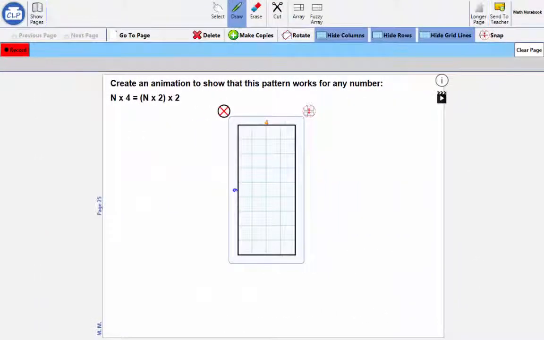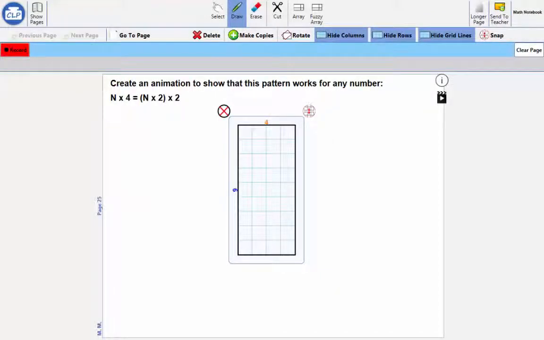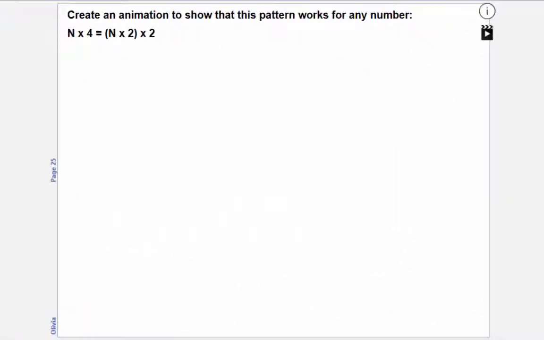The generalization challenge required students to move from animations that use specific numbers to animations that were intended to be true for all numbers. We introduced the N notation and fuzzy array tool, which allows students to change an array with 2 specific dimensions to one with 1 variable or indeterminate dimension. Again, there were a variety of approaches that students took in creating an animation that showed n times 4 equals n times 2 times 2.